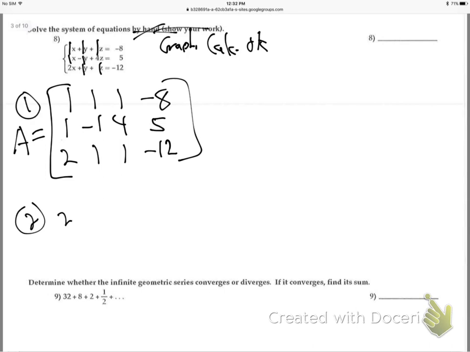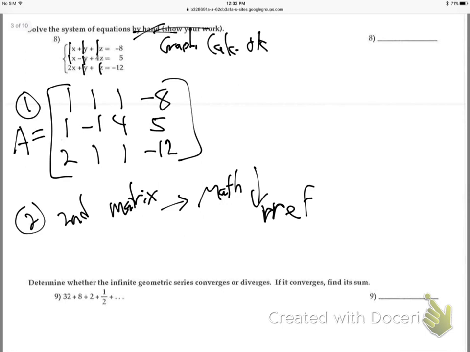Step 2, hit second, not calc, second matrix. Go across to the math menu. Go down to RREF. Remember that? RREF. Hit enter. And then on the main screen you'll have RREF.